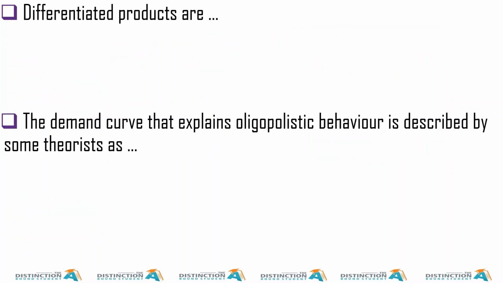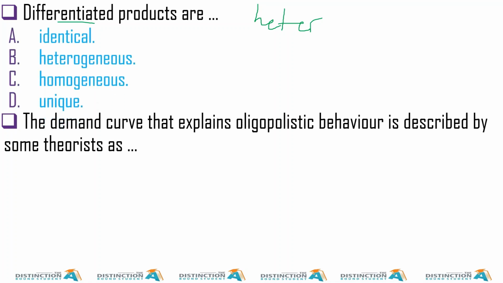Right, the next question: differentiated products are... if a product is differentiated, it's heterogeneous, because if it's not differentiated, it's homogeneous or unique. So the other term for differentiated is heterogeneous. That would be B.